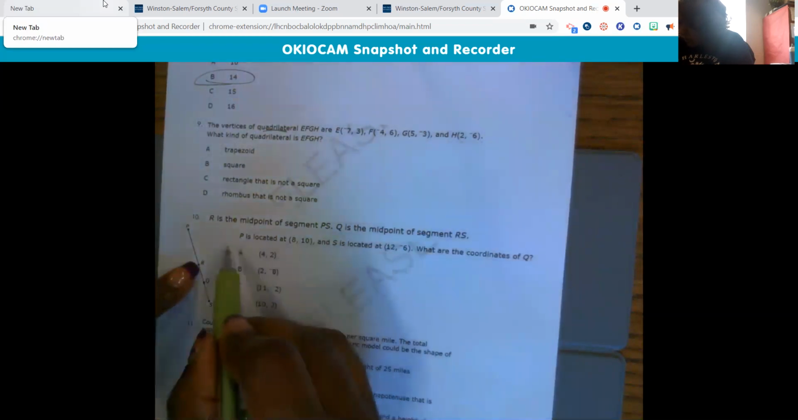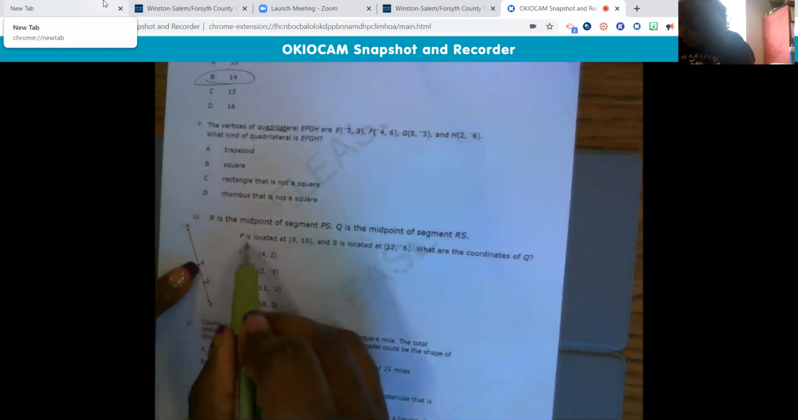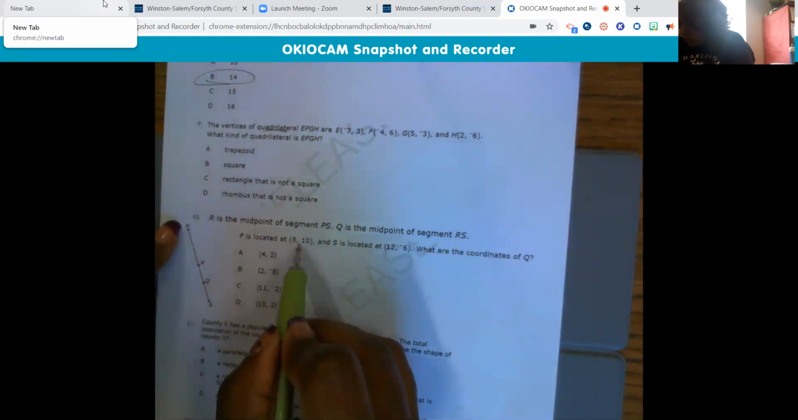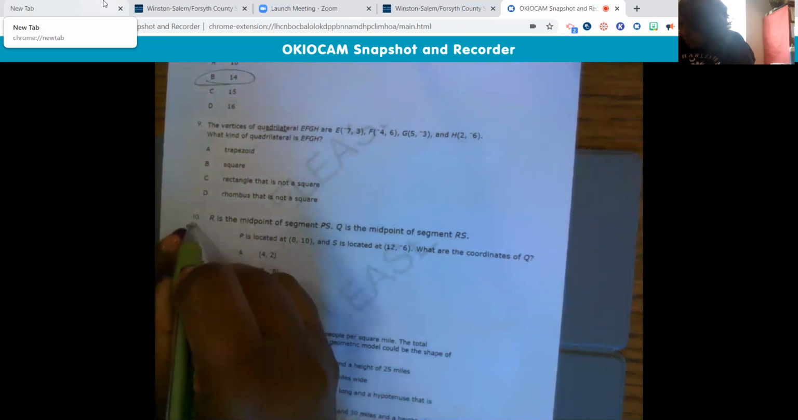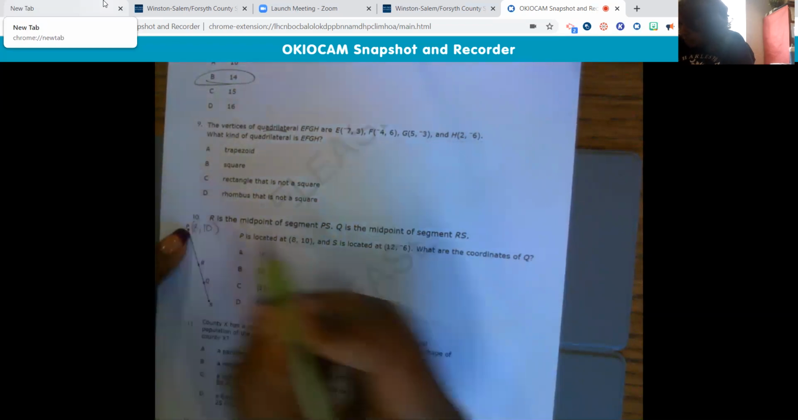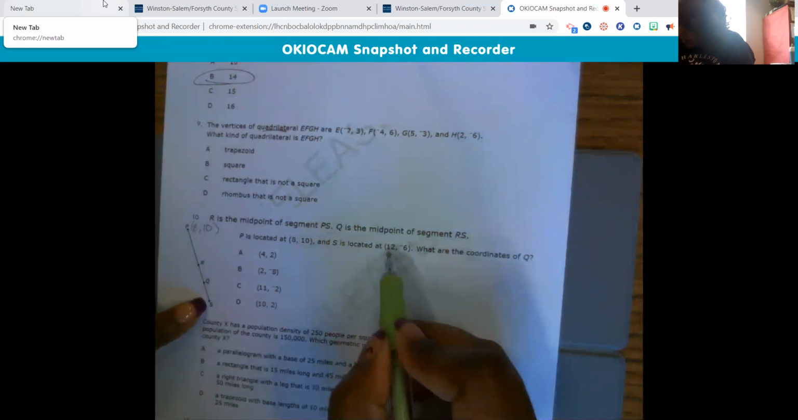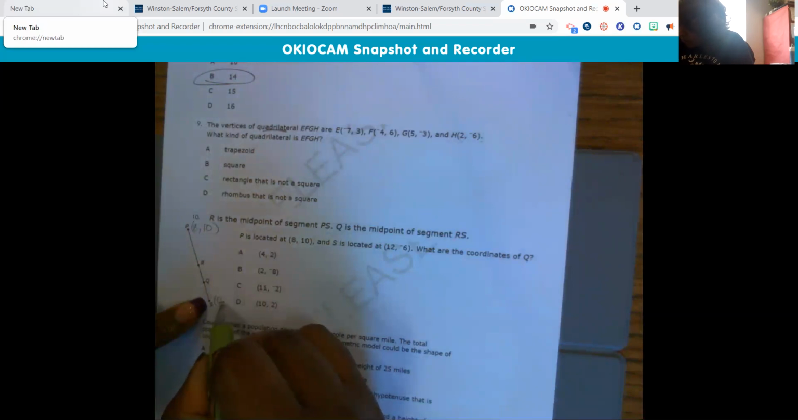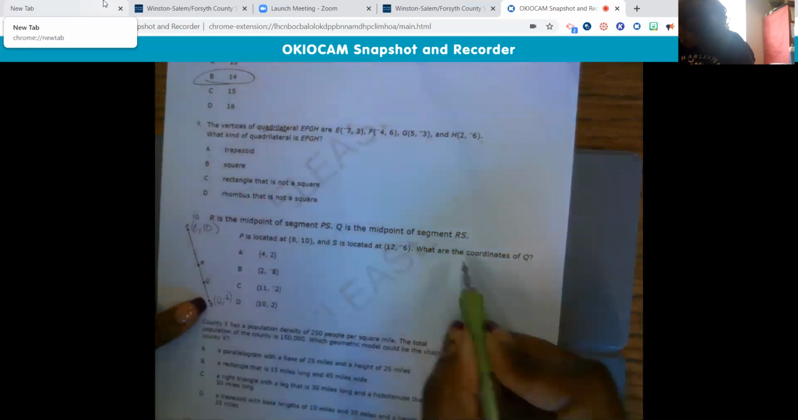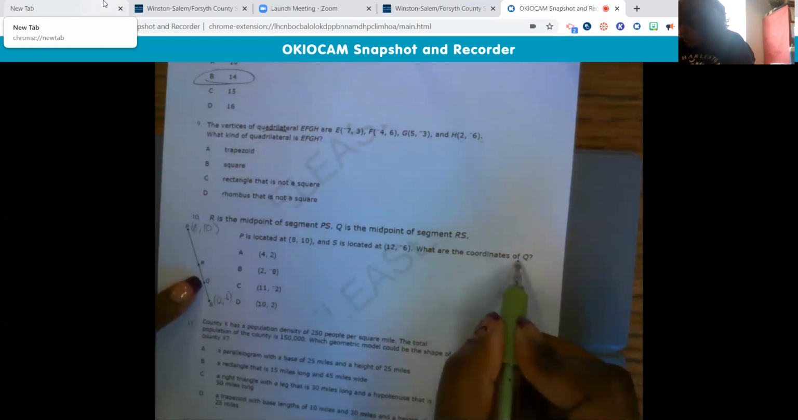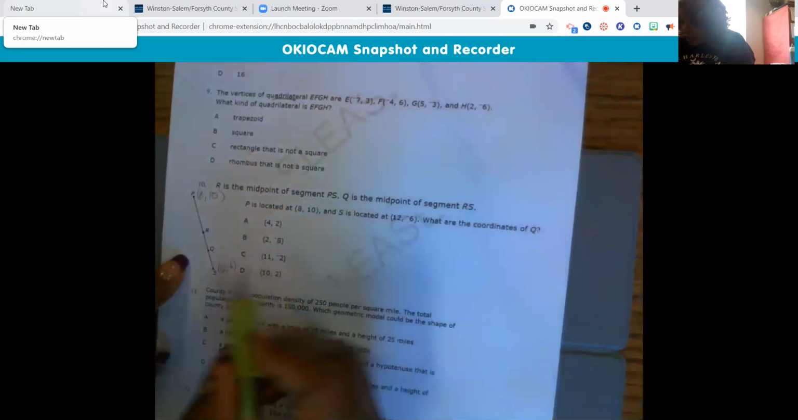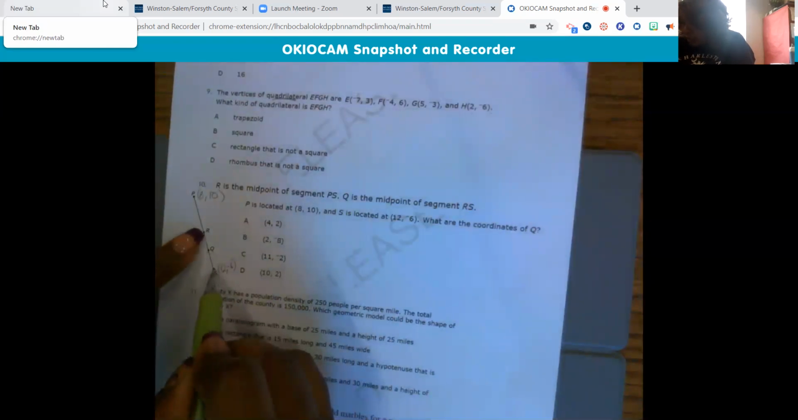R S. Okay, it's midpoint. P is located at 8, 10. Okay. And S is located at 12, negative 6. What are the coordinates of Q? So look, Q is in the middle between these two.